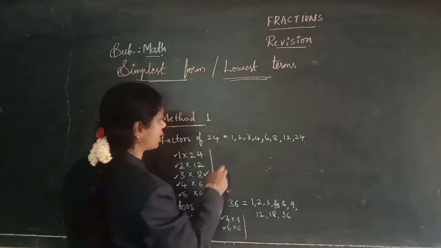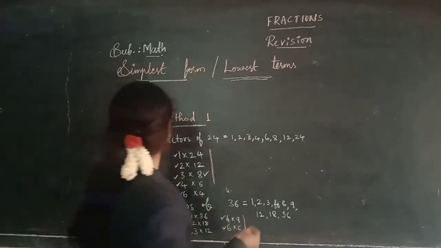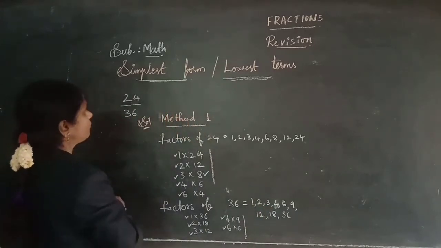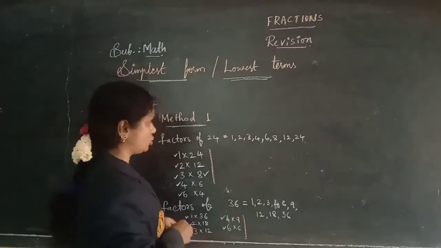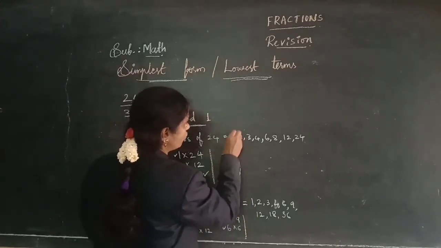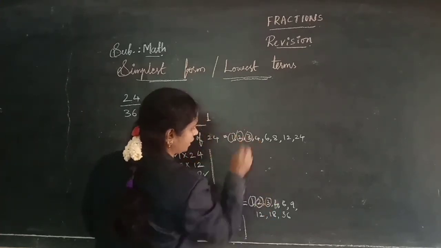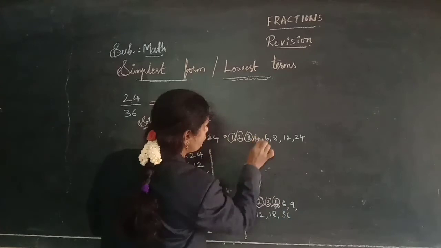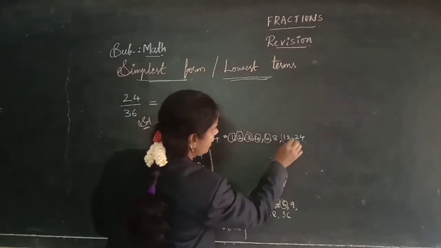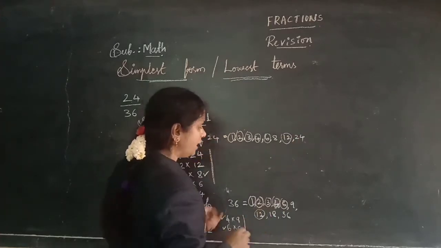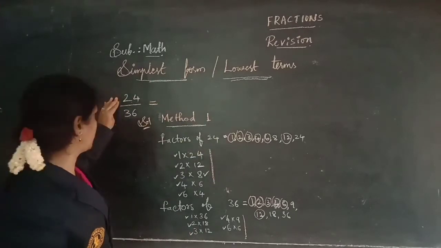Now after finding the factors of the numerator and the factors of the denominator, you can divide, children. I am taking this fraction here, 24 by 36, and first you have to select the common factors of these two. What are the common factors of these two? 1, 2, 3, 4, 6. Still any numbers common? 12. Okay.